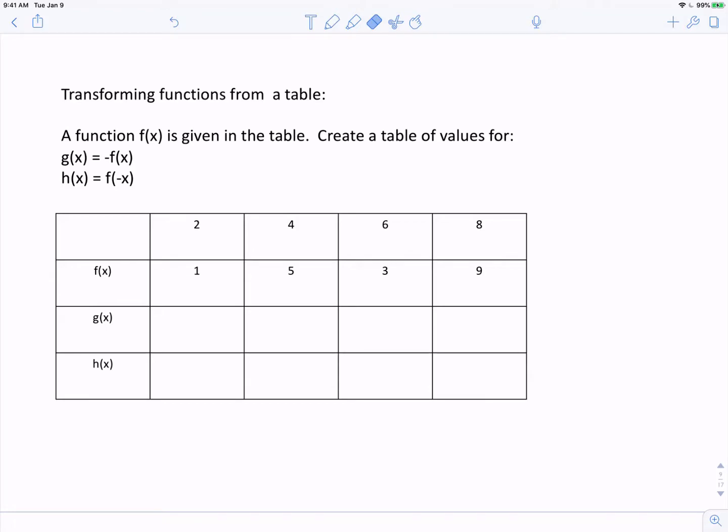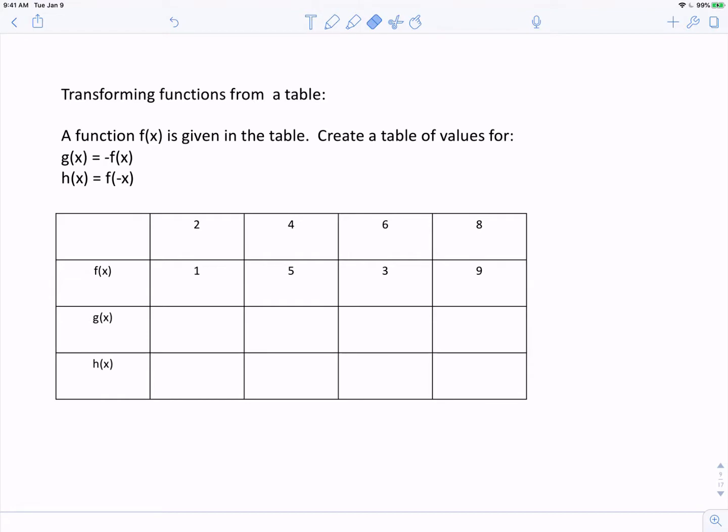In this next section, we're going to take a look at transforming functions from a table. A function f of x is given in the table. Create a table of values for g of x equal to the opposite of f of x, and h of x equal to f of negative x. So let's take a look at g of x first.